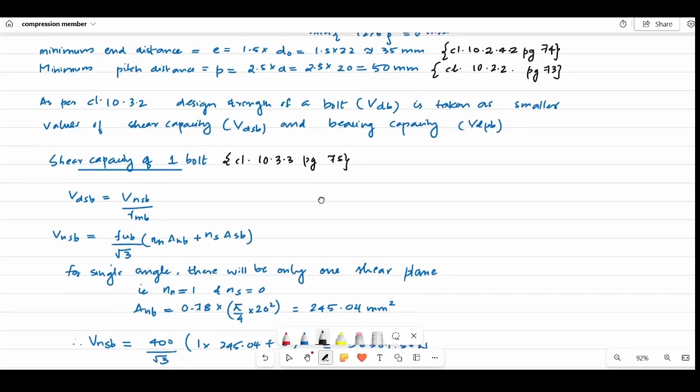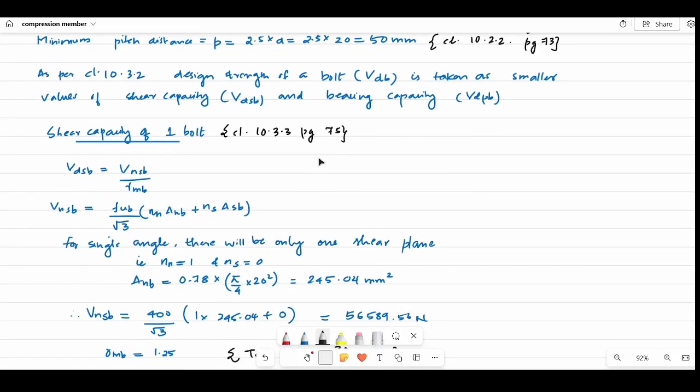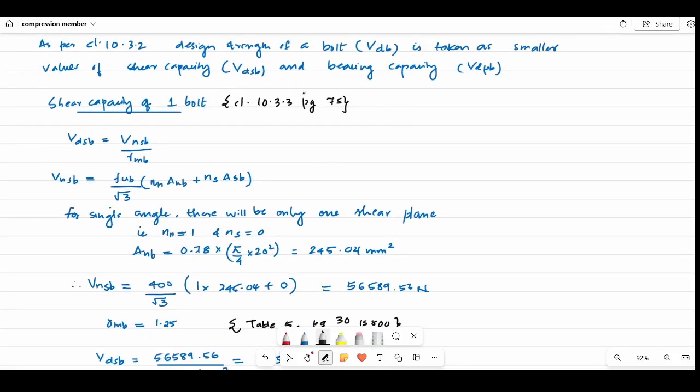Now we go to clause 10.3.3 in page number 75 of IS 800. The shear capacity of a single bolt can be calculated. This is given by the equation V_dsb, which will be equal to V_nsb, the nominal shear capacity, divided by the factor of safety for the bolt. The V_nsb equation is also given under this clause, which will be f_ub divided by root 3 into n_n A_nb plus n_s A_sb. Now what do we mean by n_n and n_s?